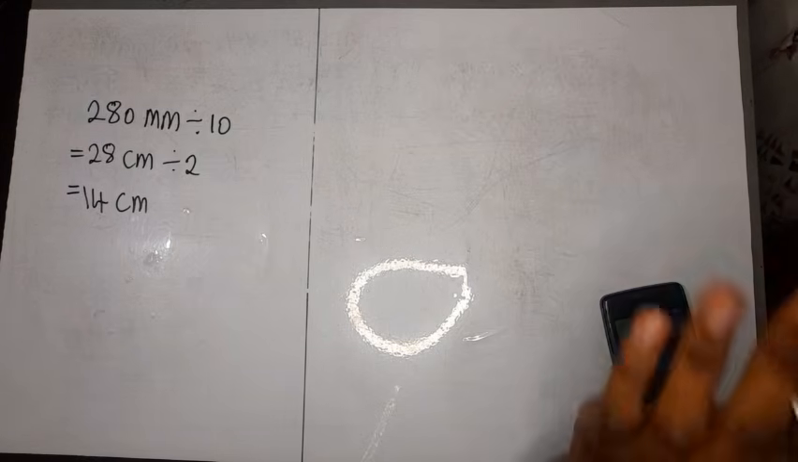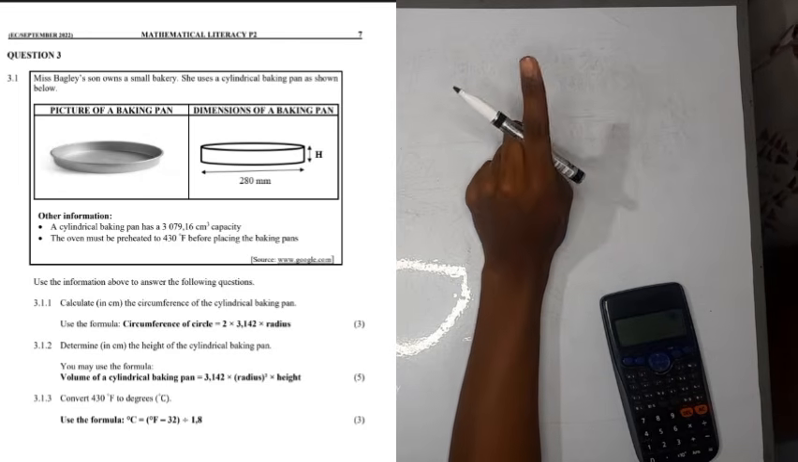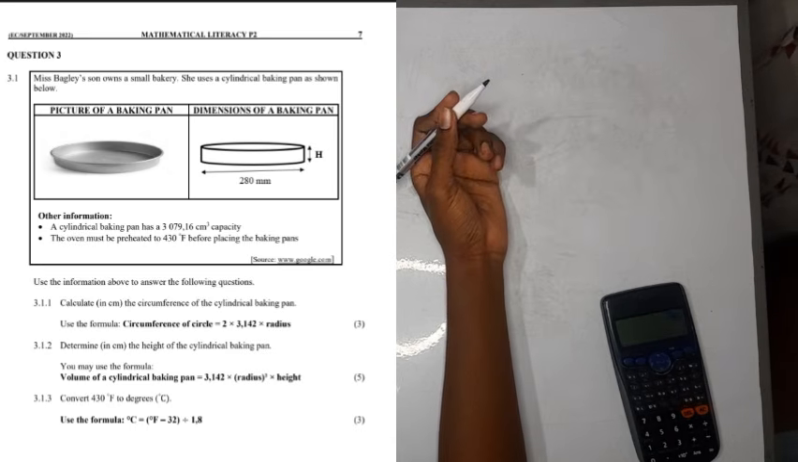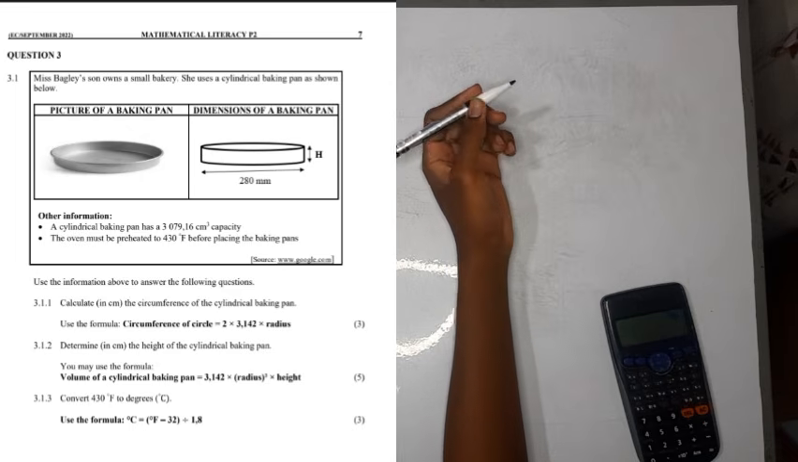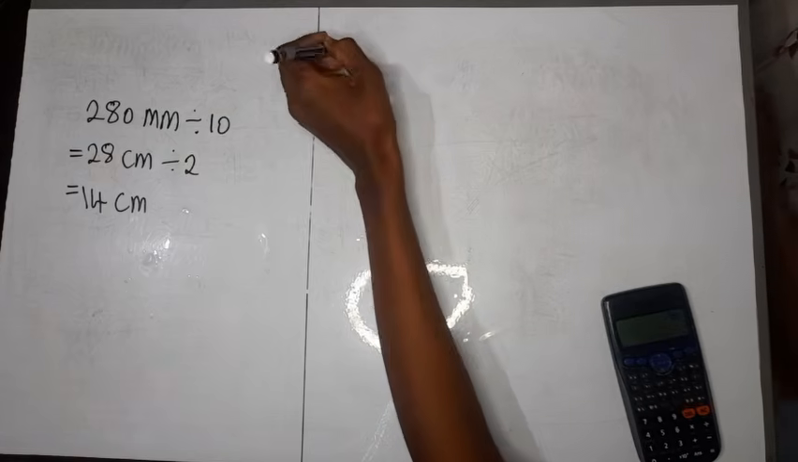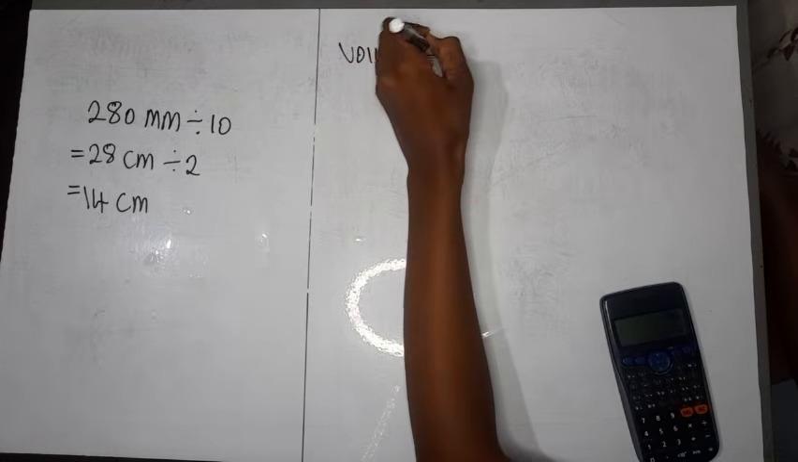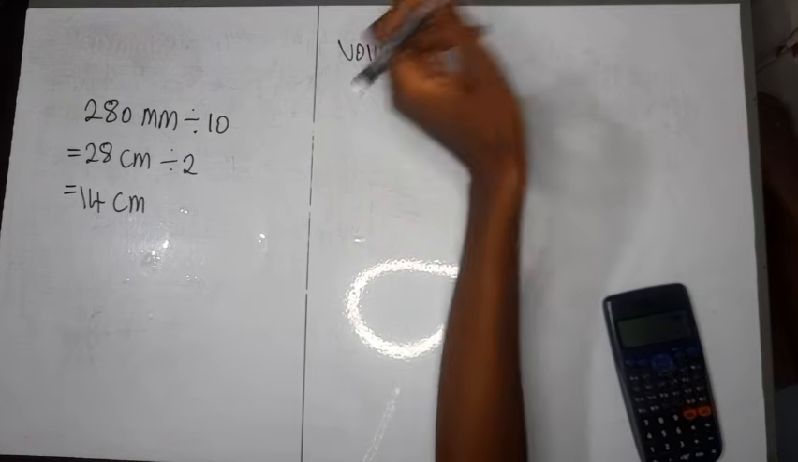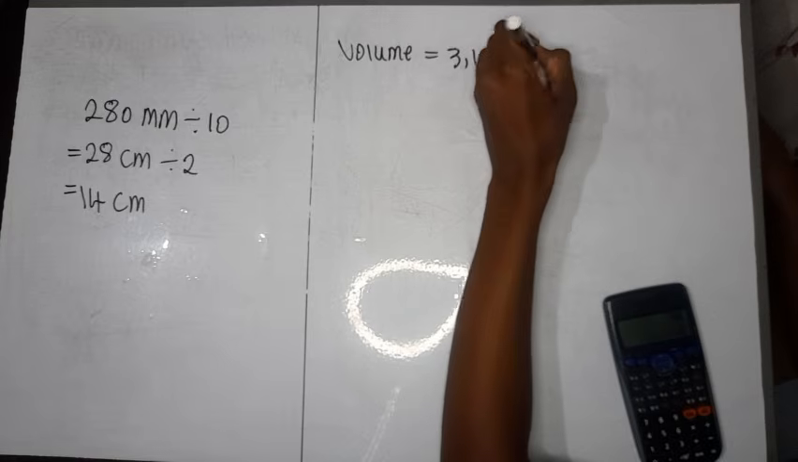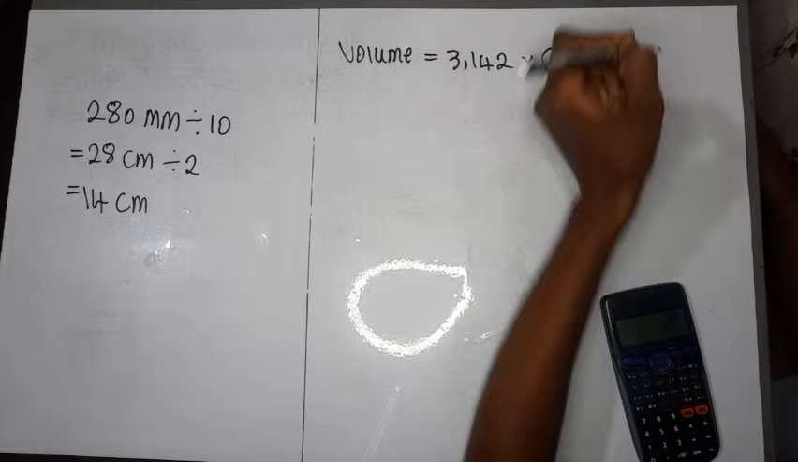All right, so the next step is where we have to use the formula. So in this example, we're not going to convert our capacity to cubic centimeters because it has already been given to us in cubic centimeters. So we are just going to use it as it is. So we take the formula which says volume. This is the formula that they said that we can use to find the answer. Volume equals 3.142 multiplied by radius squared multiplied by height, right?